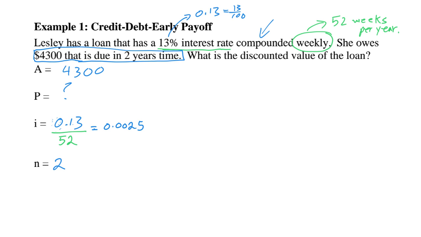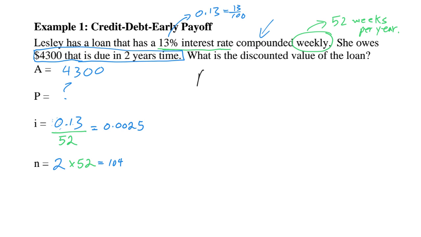Now, here's the cool part. Remember, when I divide I by 52, I have to take my number of years, my time, and multiply by 52. So now that I've got that, I've got 104 as my N value, which means that now I can calculate P from our equation.